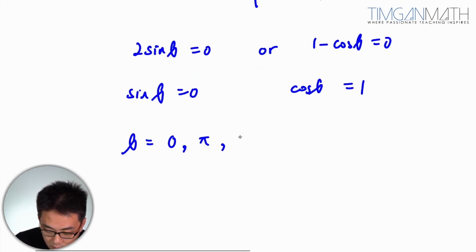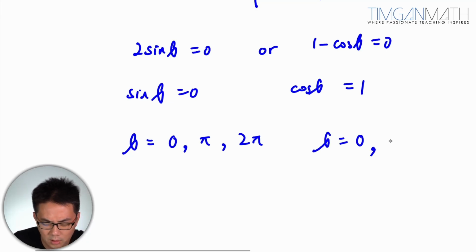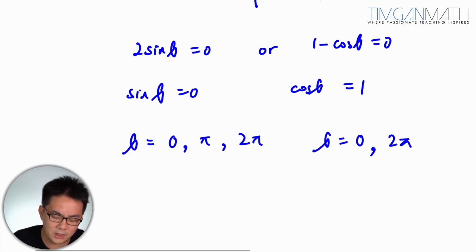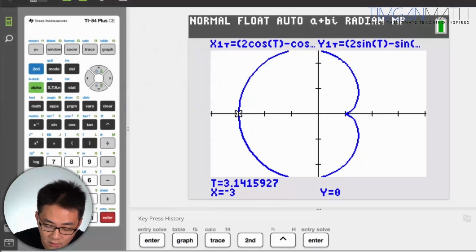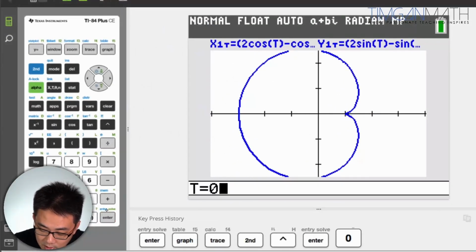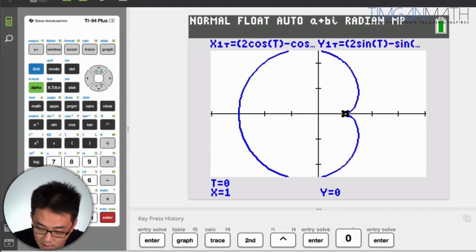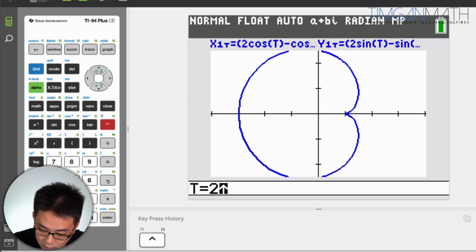It could be pi or 2 pi. Okay, cosine theta equals 1 will be 0 or 2 pi. That's all. So basically theta is 0, 2 pi. Now check your calculator. Just press 0 here, and there's 1. After which you press 2 pi and just trace and see.